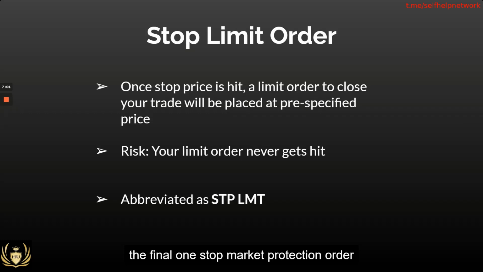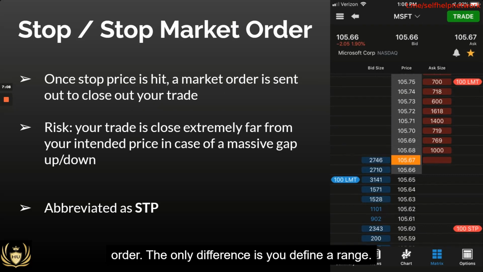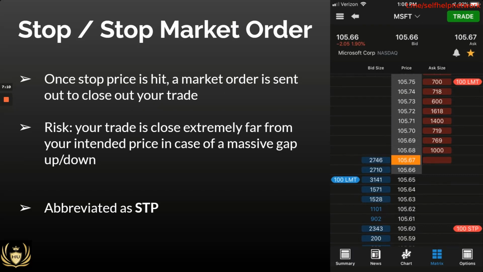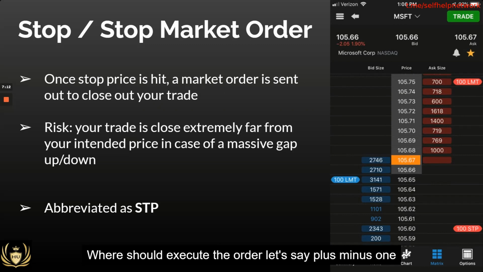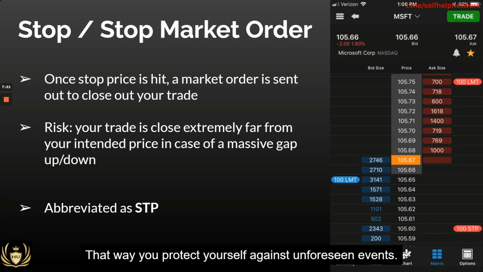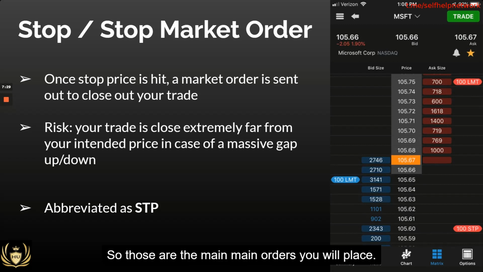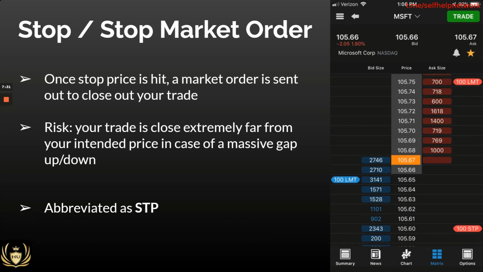The final one, stop market protection order, is exactly like stop market order. The only difference is you define a range where it should execute the order. Let's say plus minus 1%. If the gap is more than that, your stop order won't get executed. That way you protect yourself against unforeseen events. Happens very rarely, but it's something to know. So those are the main orders you will place.